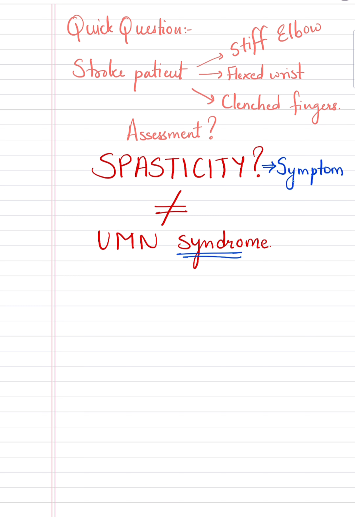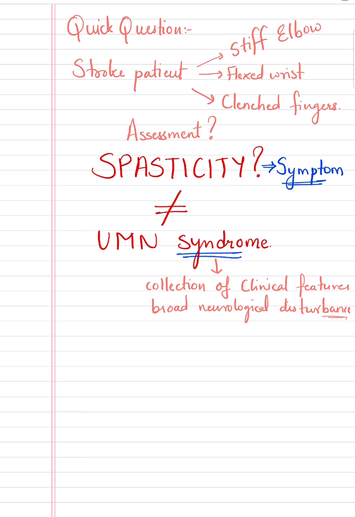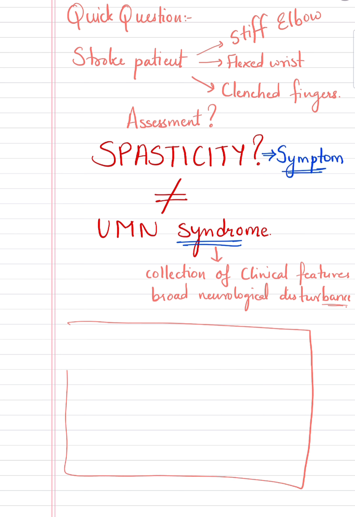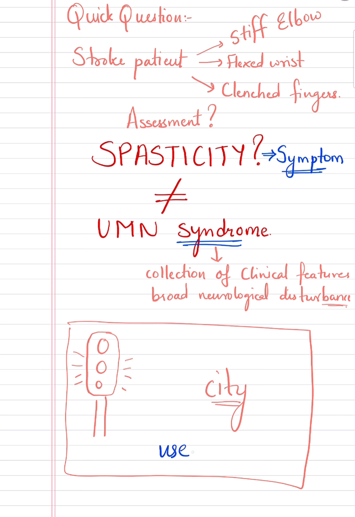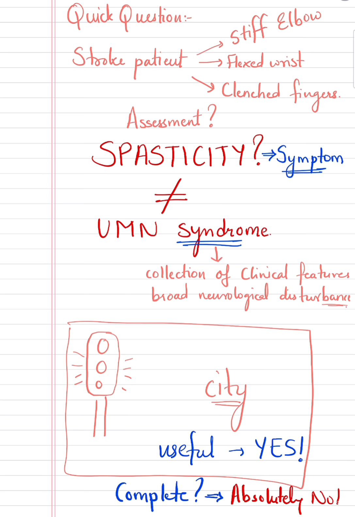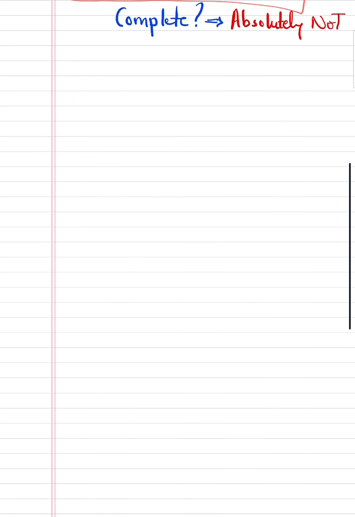Spasticity is just a symptom. Whereas upper motor neuron syndrome, a syndrome is a collection of clinical features which are produced by a broader neurological disturbance. So, if we reduce the entire syndrome to spasticity, we are basically trying to understand an entire city by studying one single traffic signal. Now, is it useful? Probably yes. But does it give us the complete picture? Absolutely not. So, let us try to understand upper motor neuron syndrome in a bit detail.